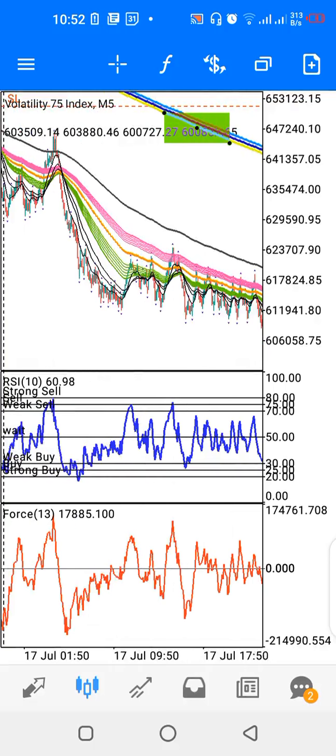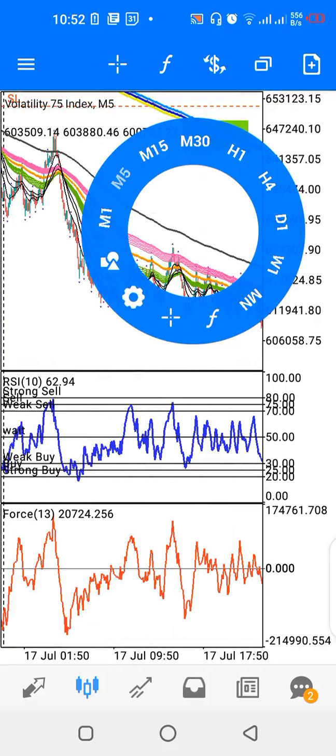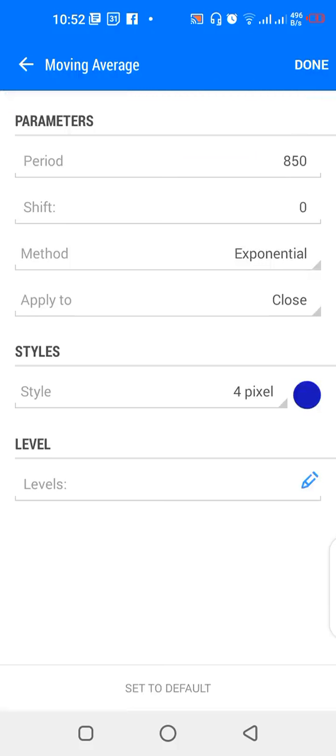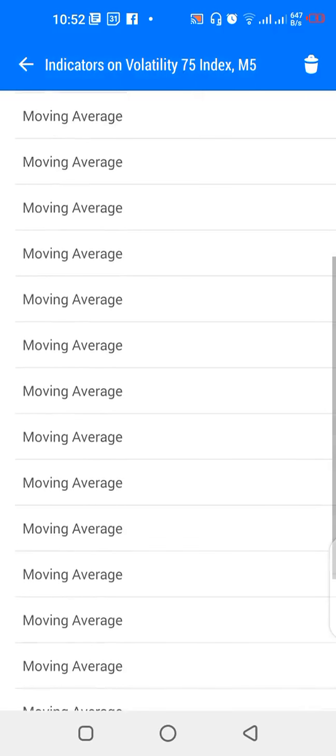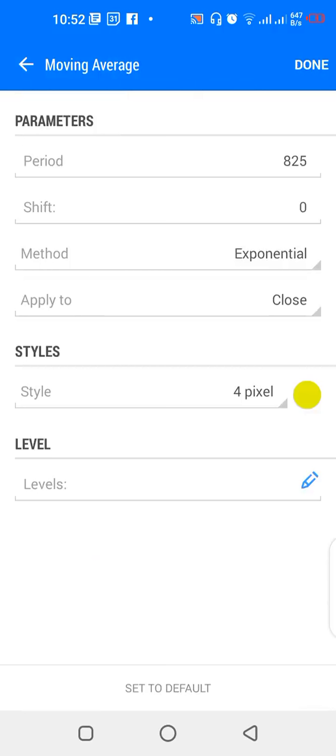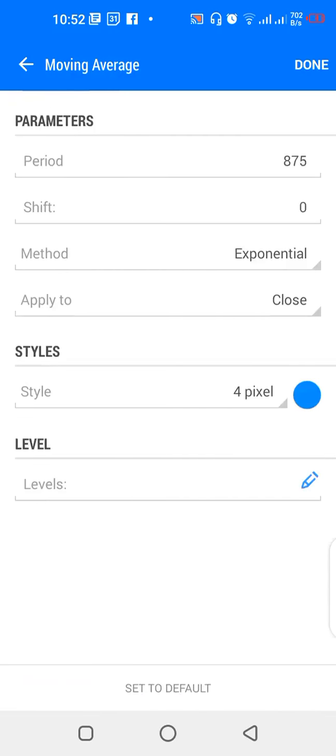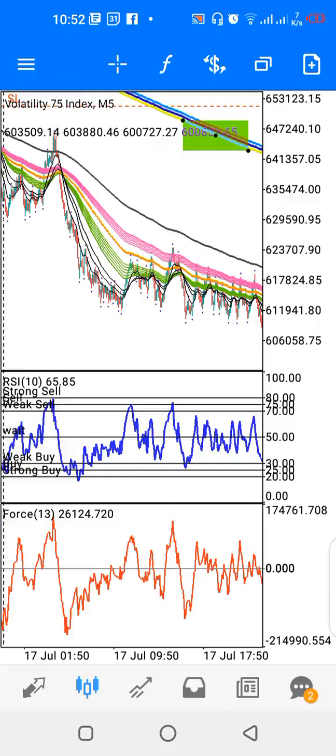Okay, so the opposite will happen if all these lines are above these three lines. These three lines are the 50, which is the blue EMA, the 25, which is the yellow EMA, and the 75, which is the lighter blue EMA. So these three particular lines are your trend identification lines.